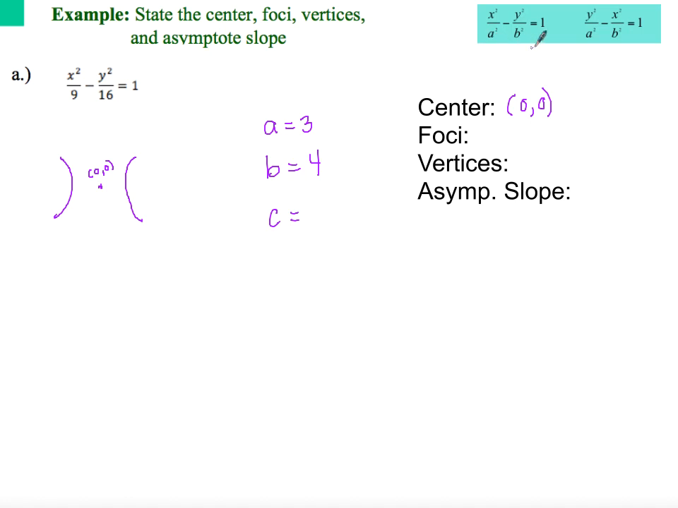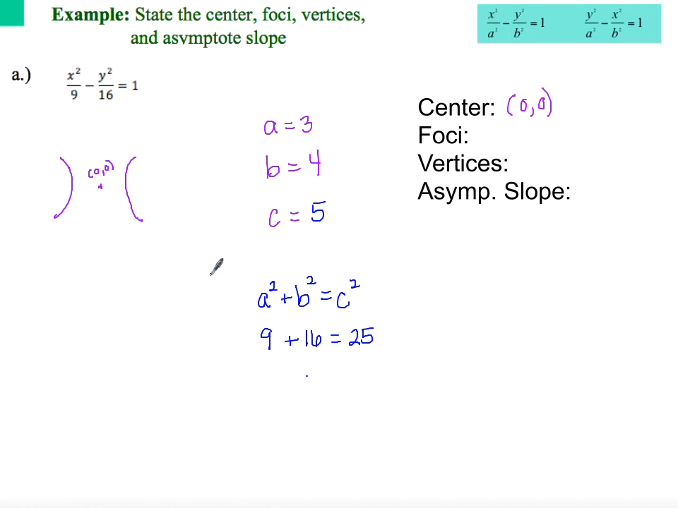Remember that C is not directly in the equation. The equation just has your A squared and your B squared up here. But to find that, we had the Pythagorean relation, and for that we knew that A squared plus B squared is equal to C squared. So A squared was 9, B squared was 16. That's going to make my C squared value 25, or in other words, C is equal to 5.